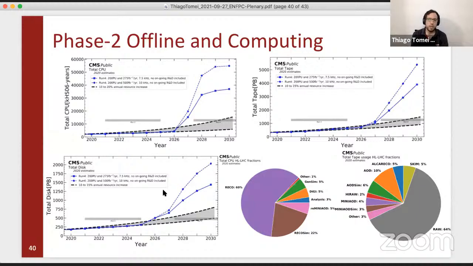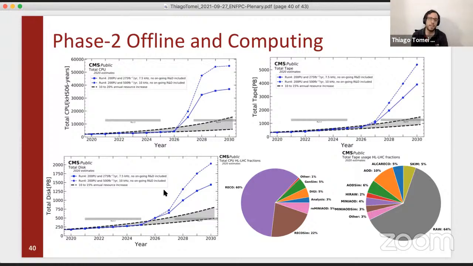For offline and computing, there is a lot of work to be done. I'm just going to quickly go through these plots here. In the three that are not pie charts, you have in gray the increase of resource available, both in CPU, tape, and disk, assuming a 10 to 20% increase, that's the range.